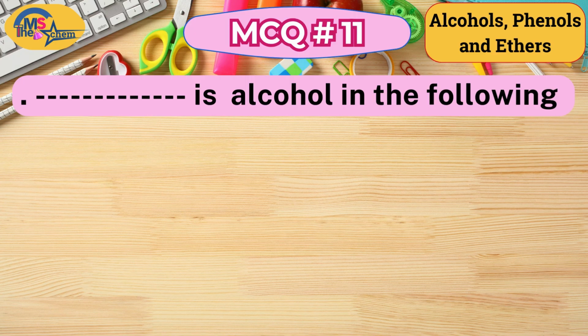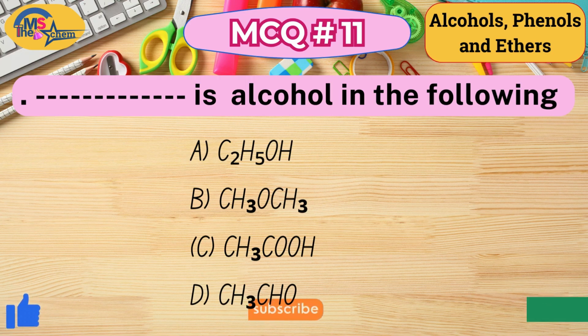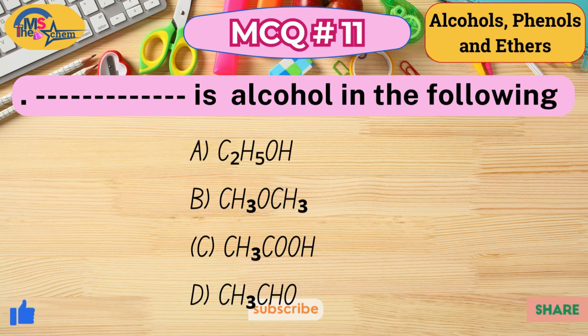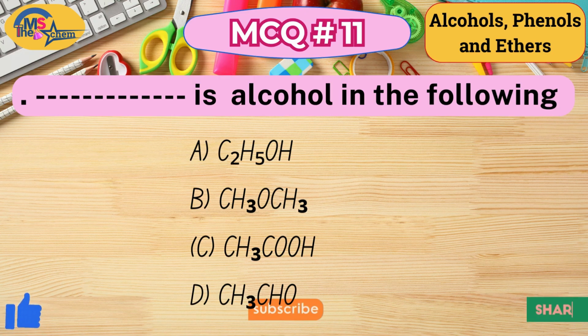And now question 11 is which of the following compounds is an alcohol? Here are the four options given. Option A is C2H5OH, option B is CH3OCH3, option C is CH3COOH, and option D is CH3CHO. You can see here option A is ethanol, which is an alcohol, option B is dimethyl ether, option C is acetic acid, and option D is acetaldehyde. So the true answer to this question is option A, that is ethanol.